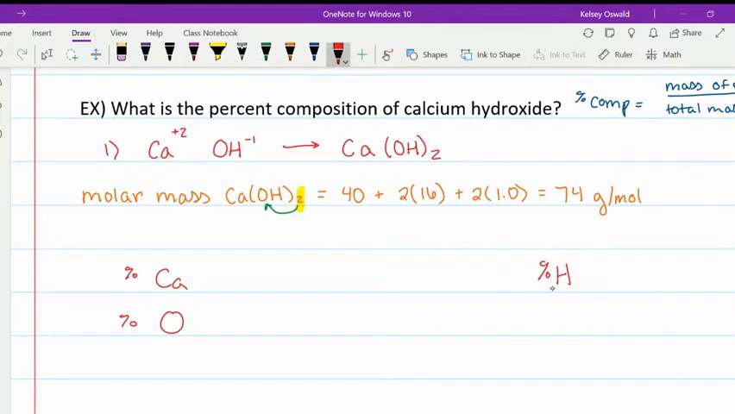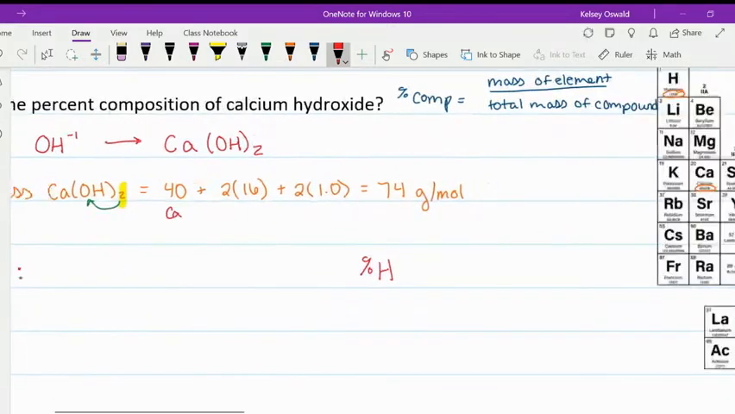Let's look at calcium first. Okay, you know when we calculate percent, again, we do part divided by whole. Here, since we're looking at calcium, we're going to look at just the mass of calcium as our part. So we said from the periodic table, calcium had a mass of 40.